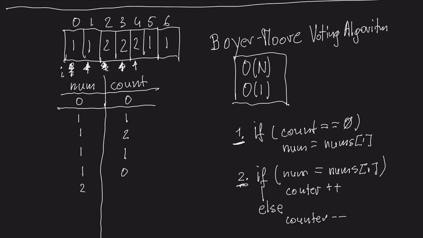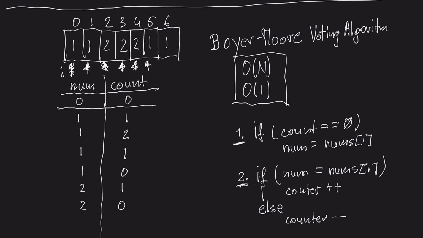Is num equal to the current element? Yes, it is. So we will say count equals 1, and we will move to the next element, which is 1, and repeat the process. So is the count 0? No, it is not. Is num equal to the current element? No, it is not. So we will decrement the counter, but the num remains unchanged.